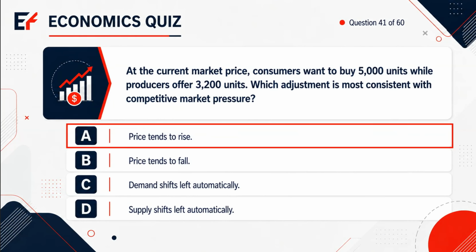Option D is also wrong because supply does not automatically shift left. Producers may simply offer more as price rises along the existing supply curve. Remember, shortages create upward pressure on price.